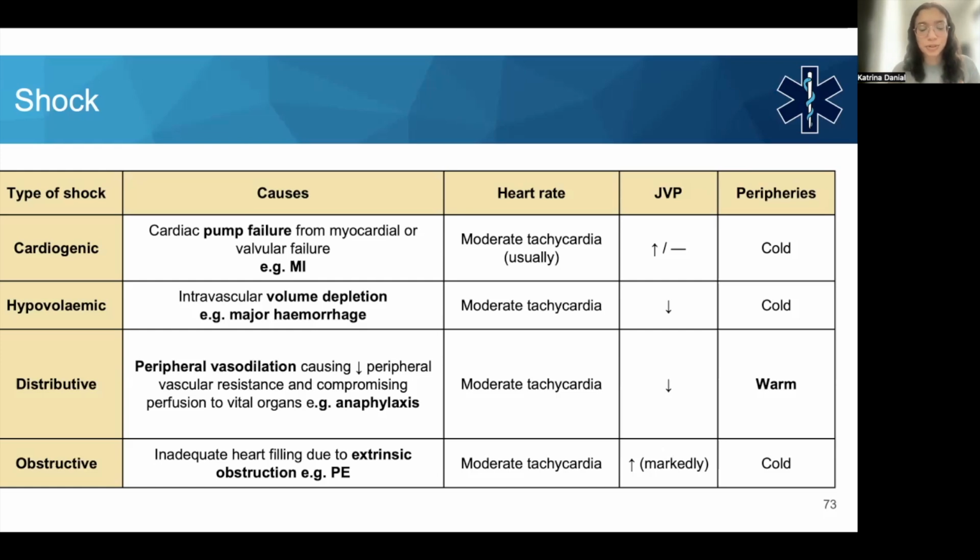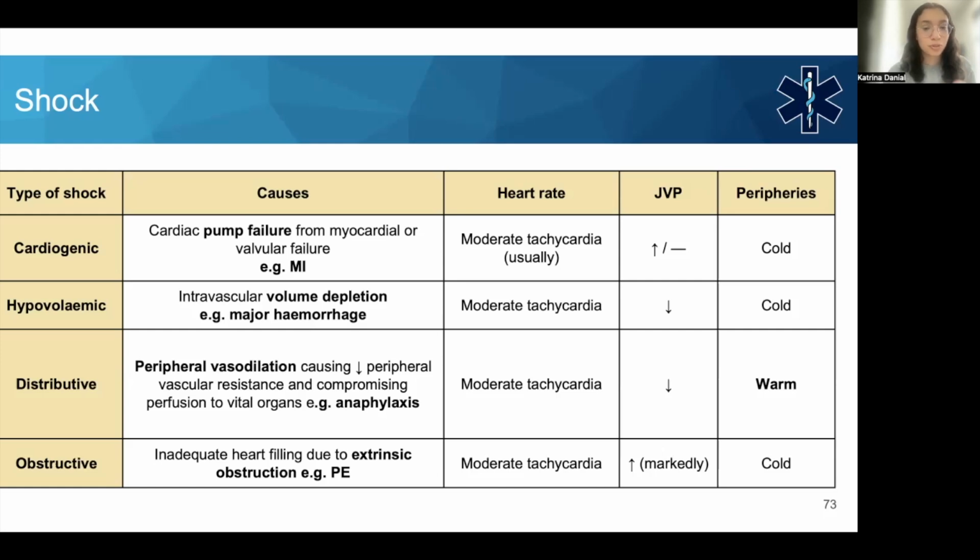Remember, cardiac output is heart rate times stroke volume. With hypovolemic shock, though, your JVP will be lower just because you have less volume in your circulation. So you'll have less blood, lower JVP. And again, peripheries will be cold because you're peripherally shut down, you don't have fluid. So the way to treat hypovolemic shock is to give the patient fluid, plus or minus blood.